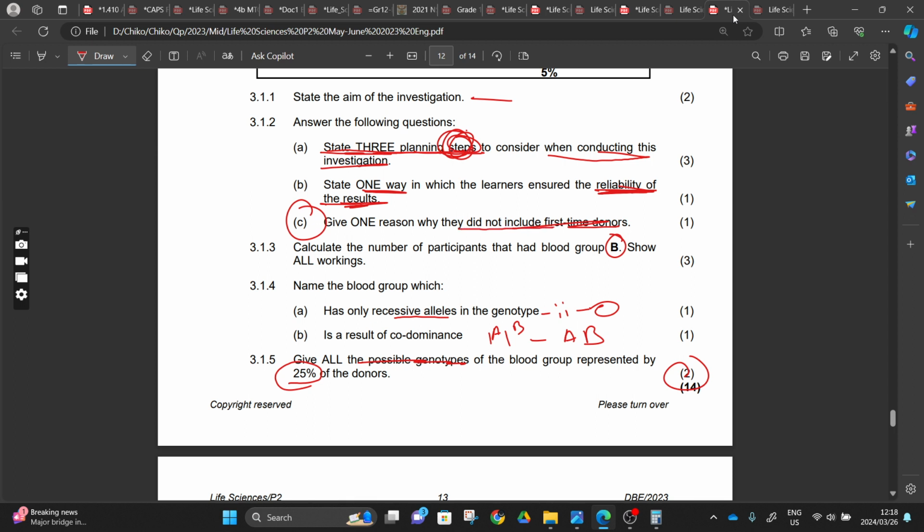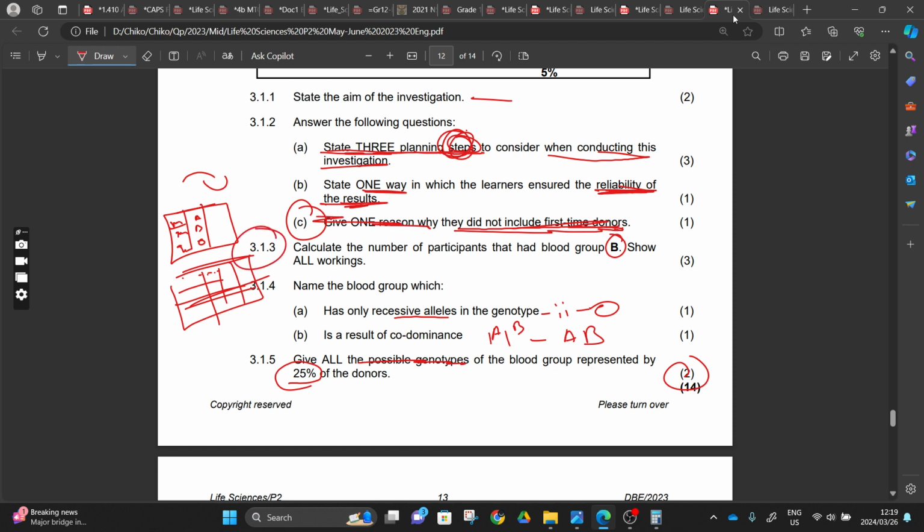And then number C, give one reason why they did not include the first time donor. You can say because they are going there to acquire the files that have people's blood groups. So the reason they are not using the first time donors is that their blood groups haven't yet been recorded in that file. The file lists people with group A, group B, group O. But the new ones, you might find that they have only just started to find their blood group. Hence they didn't use them.